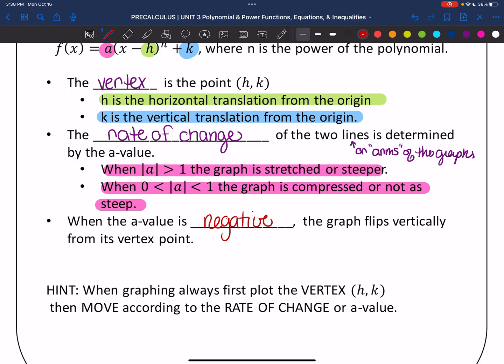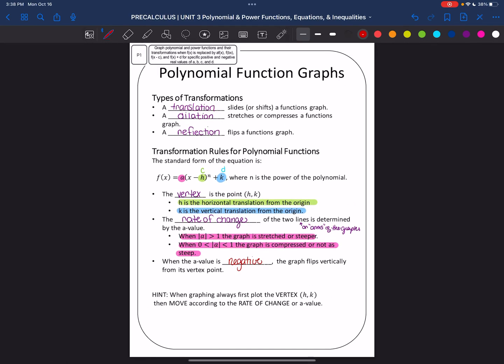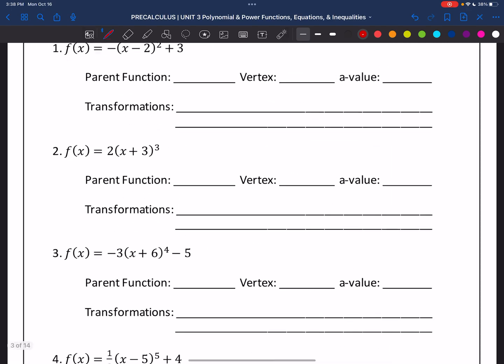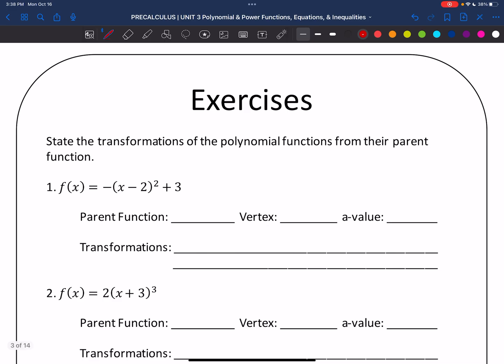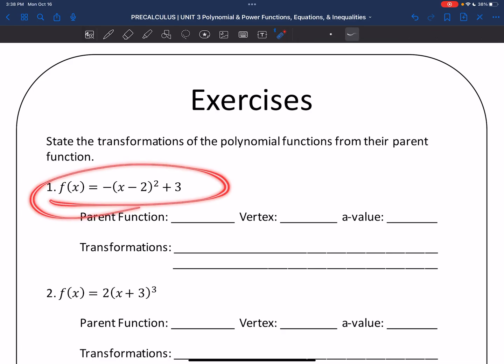And whenever we want to graph one of these functions, it's always a good idea to first plot our vertex and then move from there according to our a value or the rate of change. So let's go ahead and take a moment to look through some of these exercises. We're going to state the transformations of the polynomial functions from their parent function. So in order to state the transformations, we have to know, well, what was the parent function to begin with? This function right here, notice its power is 2.